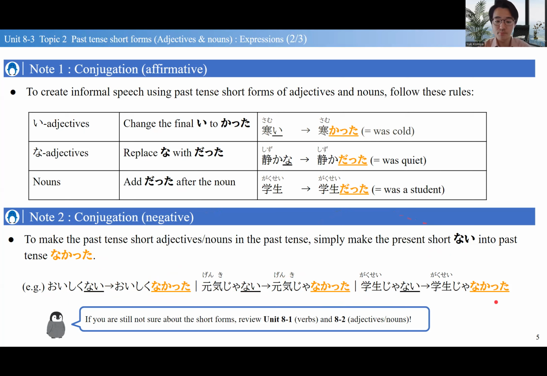So again, we're going to be needing the short forms of the present tense, like 美味しくない or 美味しい. If you're not sure of these present tense short forms, I recommend you go back to Unit 8.1 for verbs and Unit 8.2 for adjectives and nouns. If you don't remember them, make sure you go back and review the present tense short forms before you take the lesson.